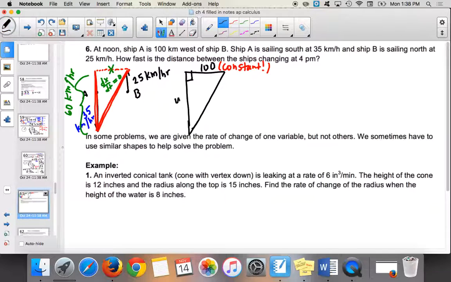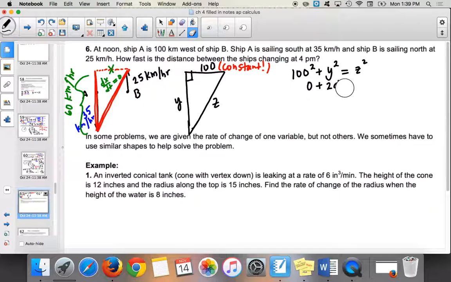And then this y and z. Okay. So when we set up our equation, we have like 100 squared plus y squared equals z squared. So you could have left it as x squared, and then dx over dt is 0 anyway. So we take the derivative, so we get 0 plus 2y dy over dt equals 2z dz over dt.